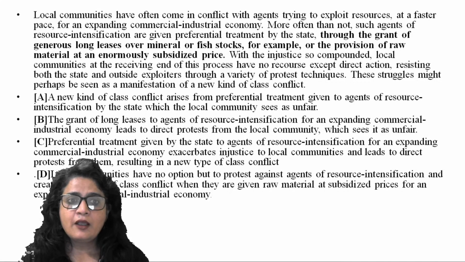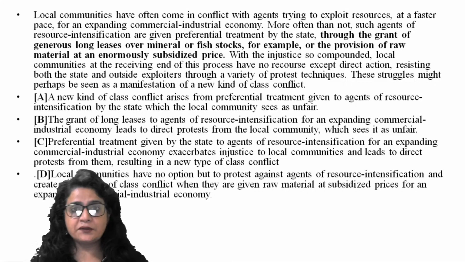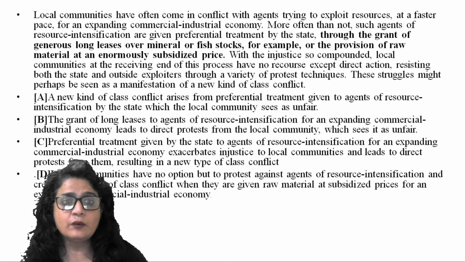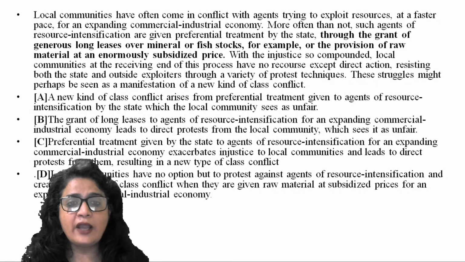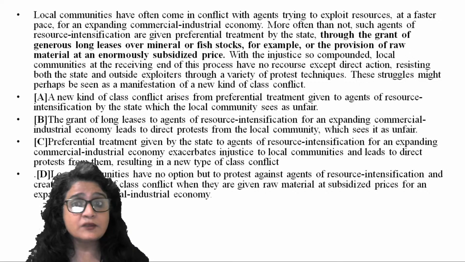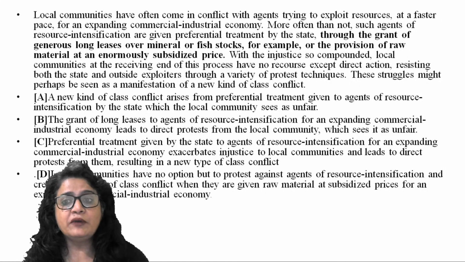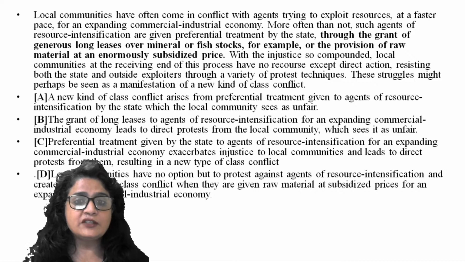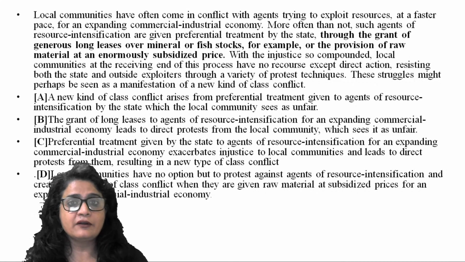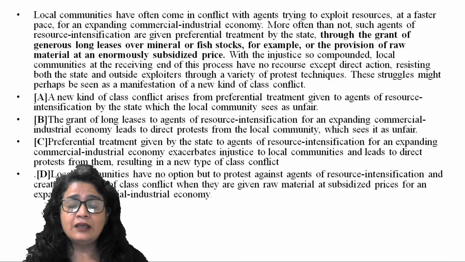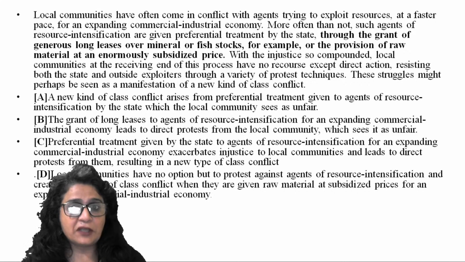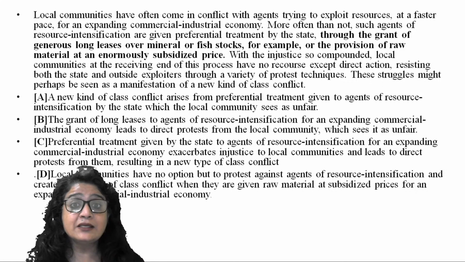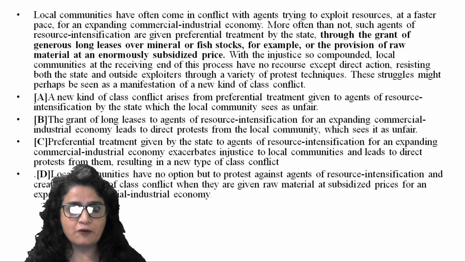Now look at the example, how cleverly the examiner has created these options by using the same phrases and words given in the paragraph. A new kind of class conflict arises from preferential treatment. He uses this preferential treatment word, say, given to agents of resource intensification, another word which is used in the paragraph, by the state, which the local community sees as unfair. Not capturing the idea, only capturing the words. Resource intensification, preferential treatment, new kind of class conflict. The main idea is left out, that's severely missing in the option.